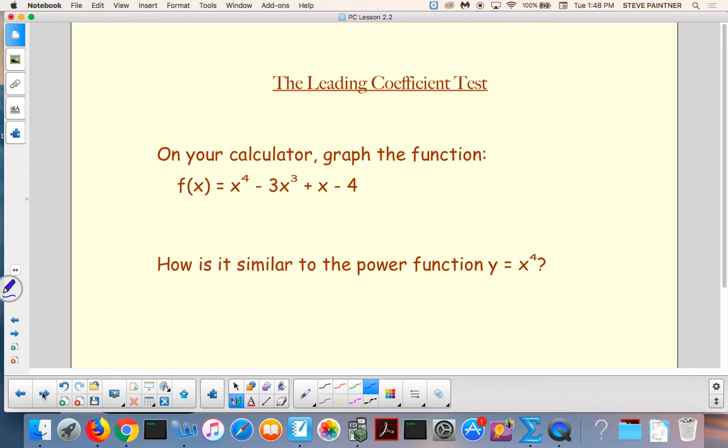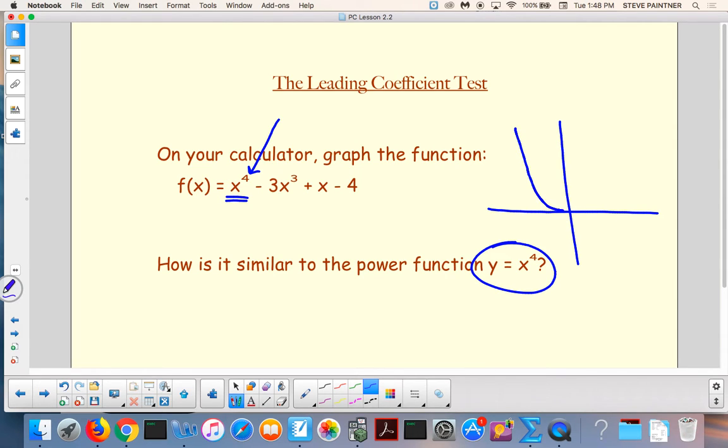Okay, leading coefficient test. On your calculator graph this, and this is an x to the what? Fourth. It's a fourth degree polynomial. I want you to graph it on your calculator. And how similar is it to this one right here? Which we already know, this is x to the fourth.